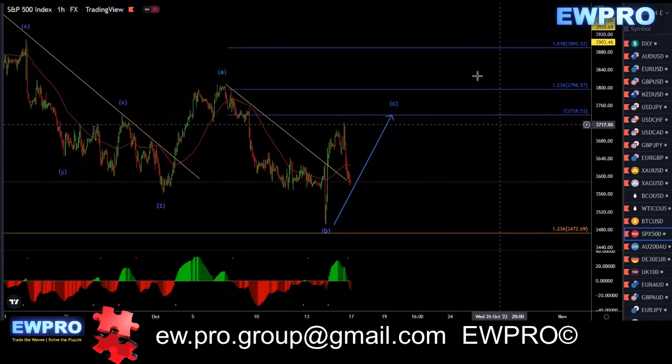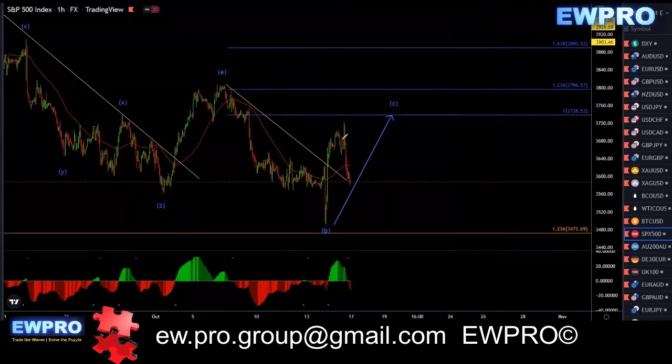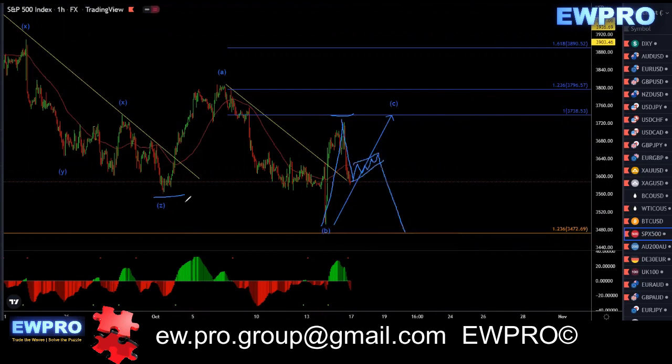On H1, we're looking for this one up here. It didn't quite get to that 100 fib, but if you get a sell setup, you can definitely look for that sell. Again, you want to be at break even at the break of that low there.